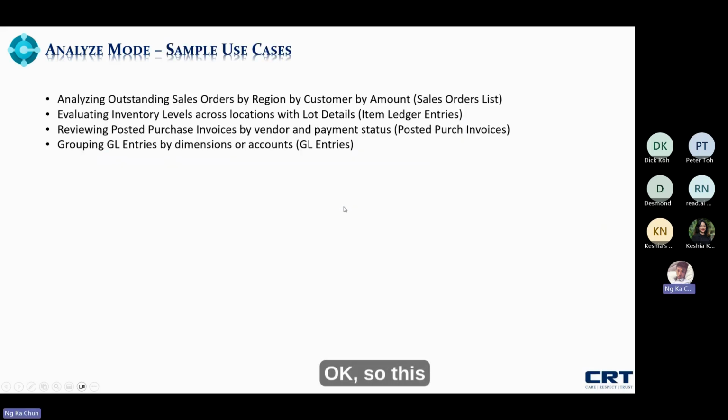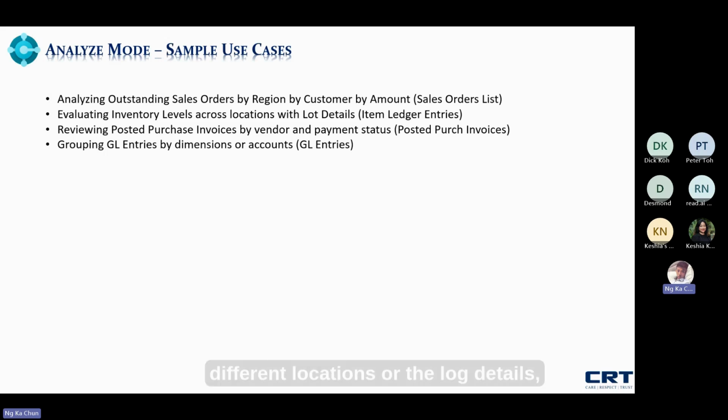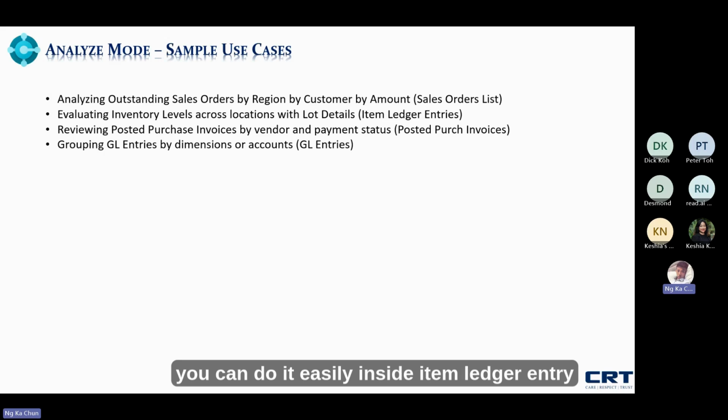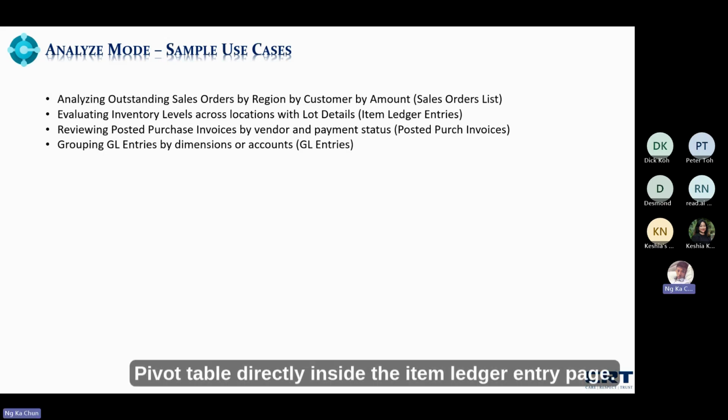Here are some use cases of analysis mode. With the help of analysis mode in BC, we can easily analyze outstanding sales orders by region, by customer, by amount. We can do that directly inside the sales order listing. Besides that, if you need to evaluate your inventory level across different branches, different locations, or lot details, you can do it easily inside item ledger entries by setting up an analysis mode pivot table directly on the item ledger entries page.